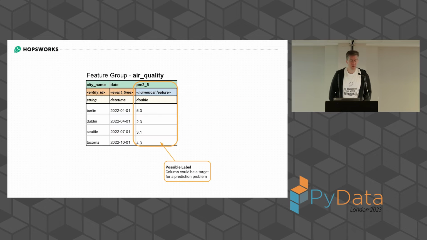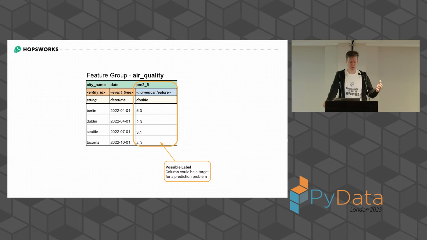So let's look at the data model. I mentioned that the prediction problem is predicting air quality. And I said we have two sources of data. We have air quality data and we have weather data. So we have one table for the weather data. And we can see here on the left-hand side in orange, we have the entity ID or primary key. That's effectively our city.